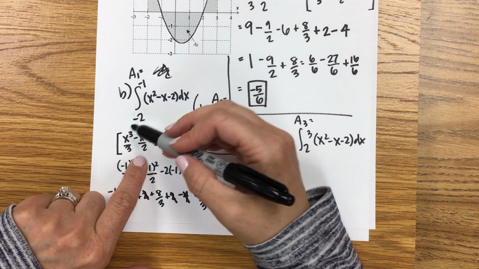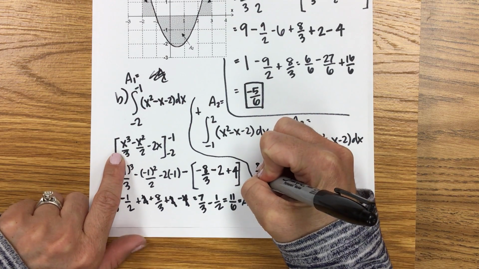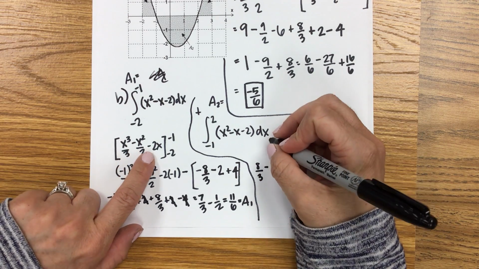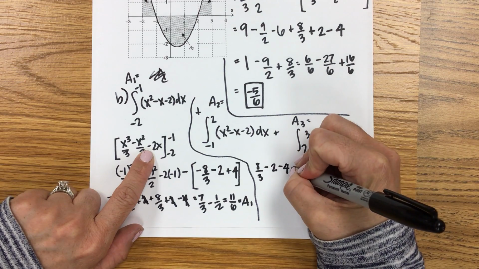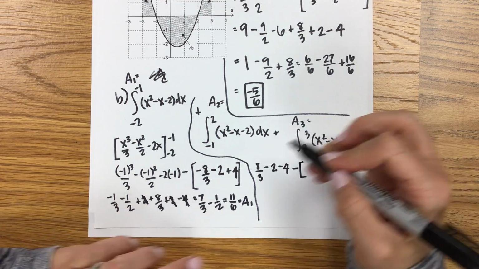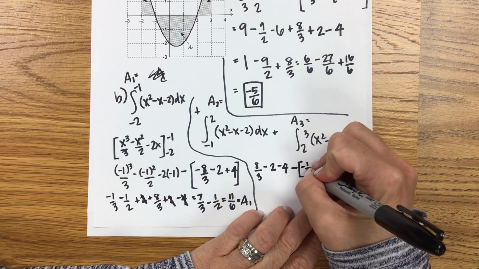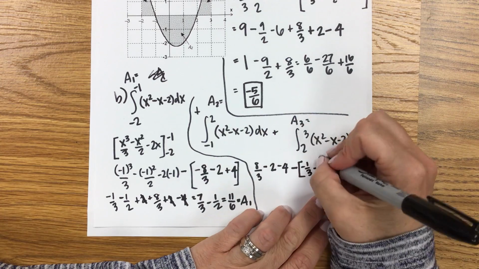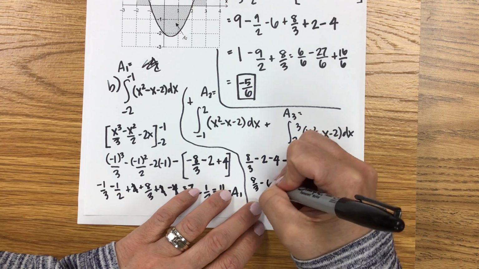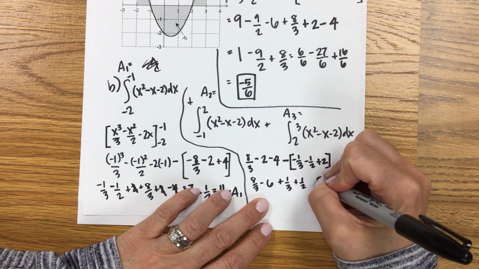So here's my antiderivative. I'm going to plug in 2. So 2 cubed is 8/3. 2 squared is 4. 4 divided by 2 is 2, so -2, and then -4. Then I'll plug in -1, and I've already plugged in -1. I did it here, so I'm going to steal those answers. So -1/3, -1/2, plus 2. So I end up with 8/3 minus 6, distribute, plus 1/3, plus 1/2, minus 2.